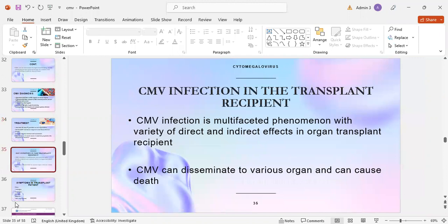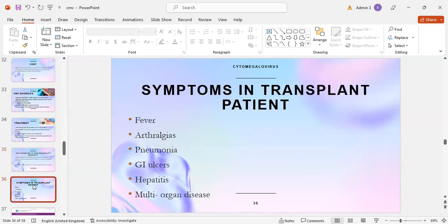Cytomegalovirus infection in the transplant recipient. Cytomegalovirus infection is a multifaceted phenomenon with a variety of direct and indirect effects in organ transplant recipients. Cytomegalovirus can disseminate to various organs and can cause death. Symptoms in transplant patients: fever, arthralgia, pneumonia, GI ulcer, hepatitis, and multi-organ disease.